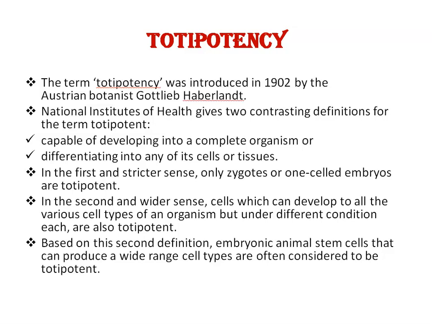The National Institute of Health gives two contrasting definitions for the term totipotent. First, capable of developing into a complete organism, or second, differentiating into any of its cells or tissues. So much of the confusion surrounding the term totipotency centers on the important differences between these two definitions. A one-cell embryo is totipotent in both senses, yet some authors characterize tumors and stem cells as totipotent based on the second definition.